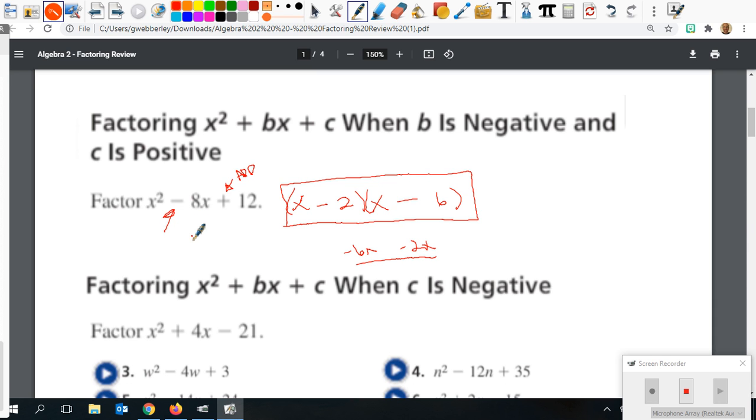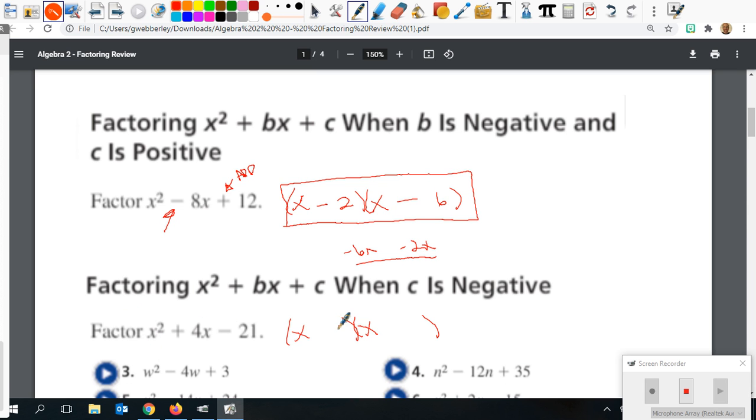All right, this one down here, it says factor x squared plus 4x minus 21. The only difference here is now our c number is negative. We're still going to start just like with every simple method one, with two binomial parentheses, and the letter is x again. So x is going to go up in front. That's how we always start our simple ones when it just starts off with x squared.